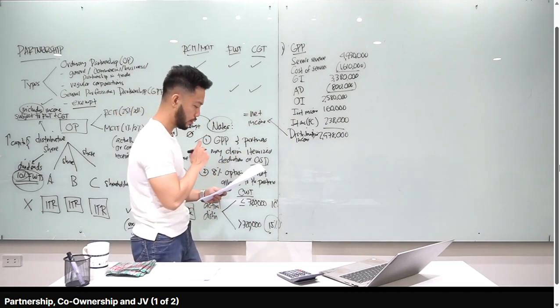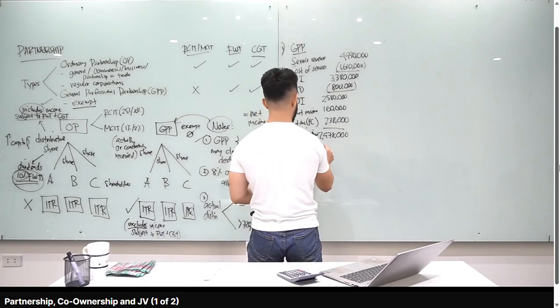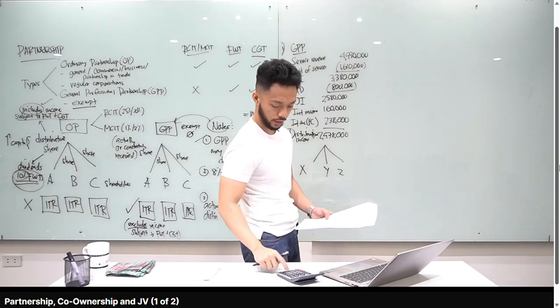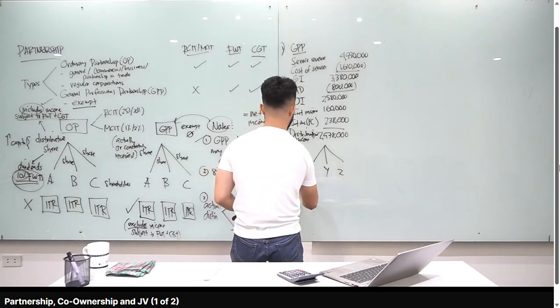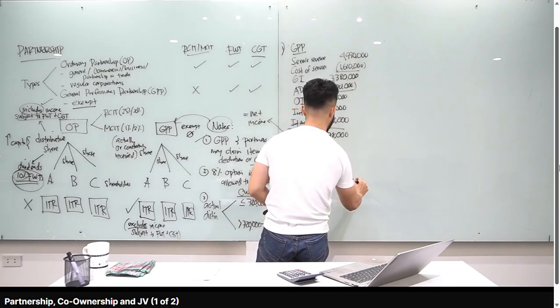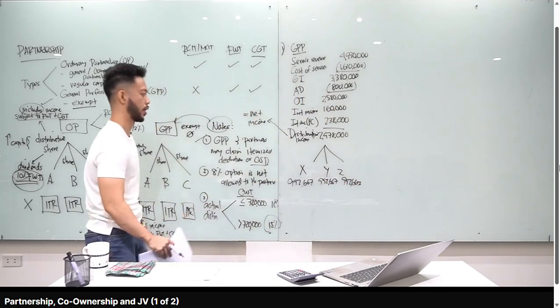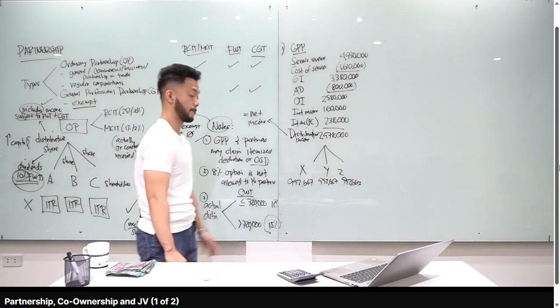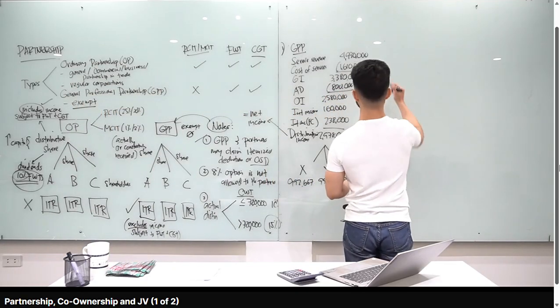So, ang gagawin ko dyan, 2,978,000. Tama? I-divide ko yan kay A, X, Y, and Z. 2,978 divided by 3. Okay, 992,667. Yan yung sagot natin. Letter A is our answer. Letter A. Now, let's go to question number 2.